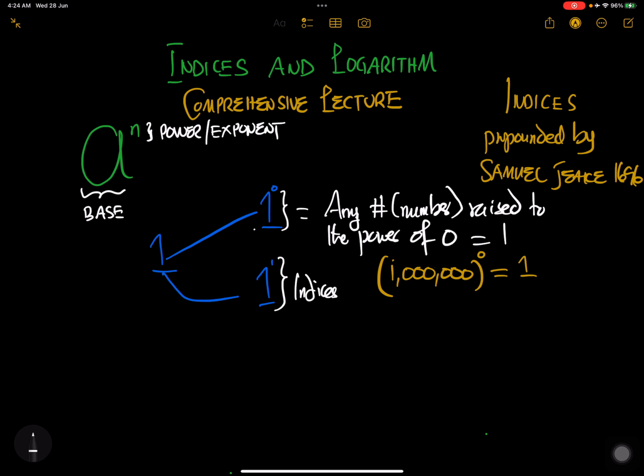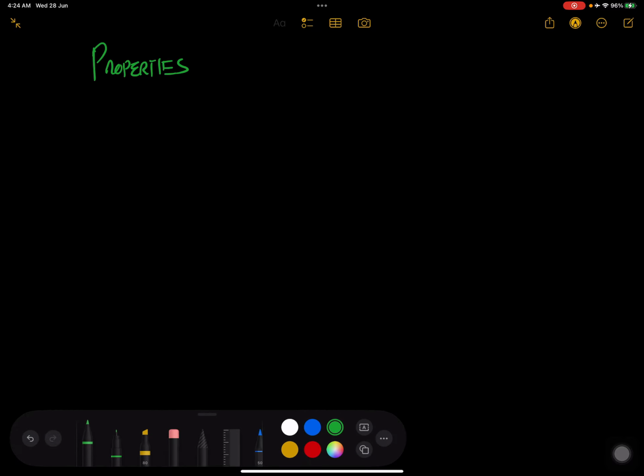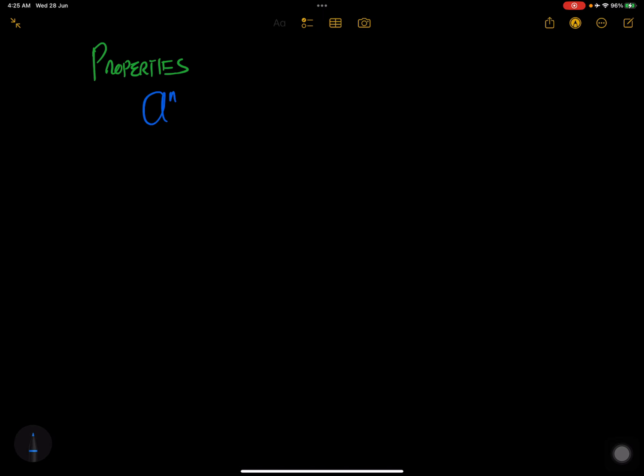So now let's look at some of the properties of indices. Like we said, if you have a, it can be written as a to the power of n. We also have that a to the power of 0 is equal to 1. For example, 1 to the power of 0, or 100 to the power of 0, or negative 5 to the power of 0, are all equal to 1.